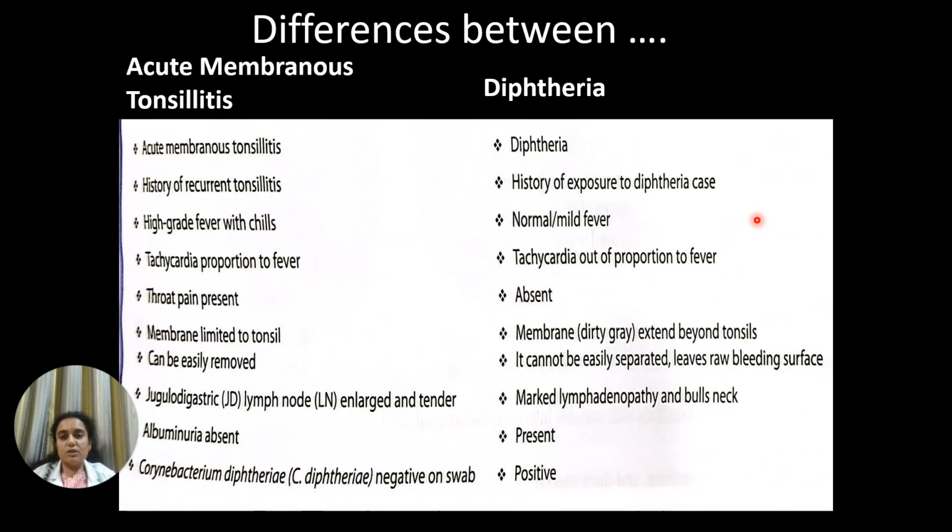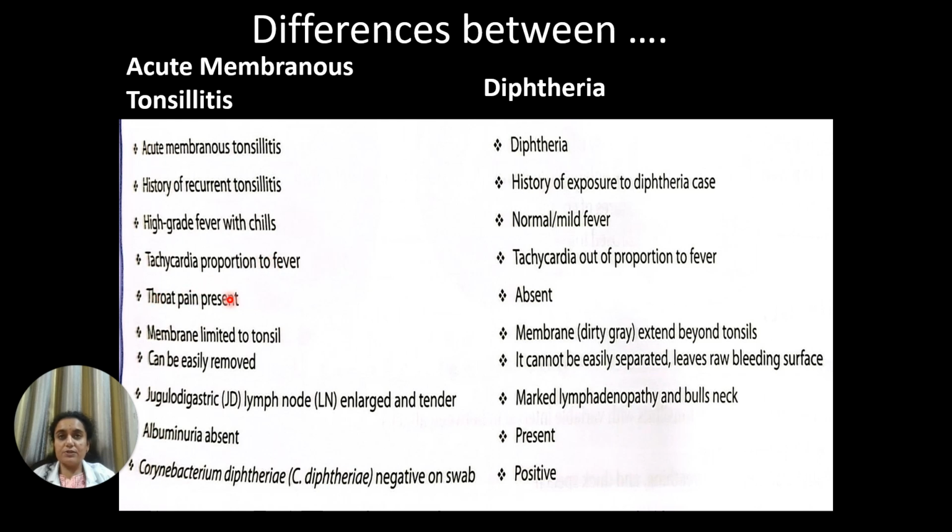Let's see some differences between acute membranous tonsillitis and diphtheria tonsil. Diphtheria presents like a white patch and acute membranous also presents like a white patch. So let's see how we differentiate. In acute tonsillitis, we have a history of recurrent tonsillitis episodes, whereas diphtheria occurs only when there is exposure. In acute membranous, there is high grade fever with chills. In diphtheria, it is normal or mild fever. In acute membranous, tachycardia is in proportion to fever, whereas in diphtheria, tachycardia is out of proportion.